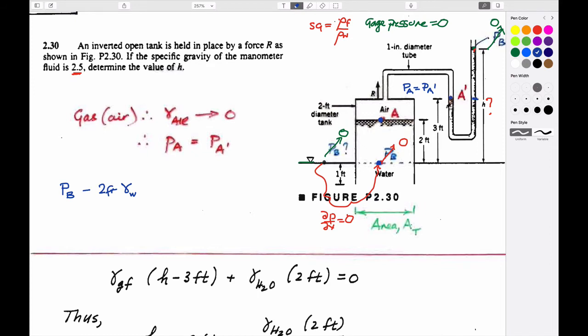This is gauge fluid. So we can go from this point to this point, and this is still the same pressure as PA. Nothing's changed. And we can add this pressure here, or subtract, I guess. And this is going to be equal to this H minus 3, right? All feet, both are feet, multiplied by the unit weight of the gauge fluid. And that's equal to PB.